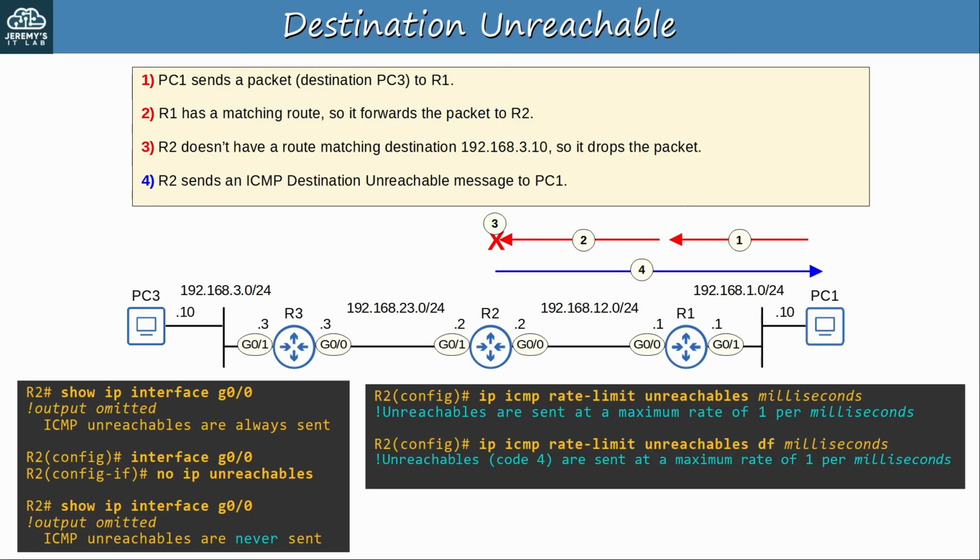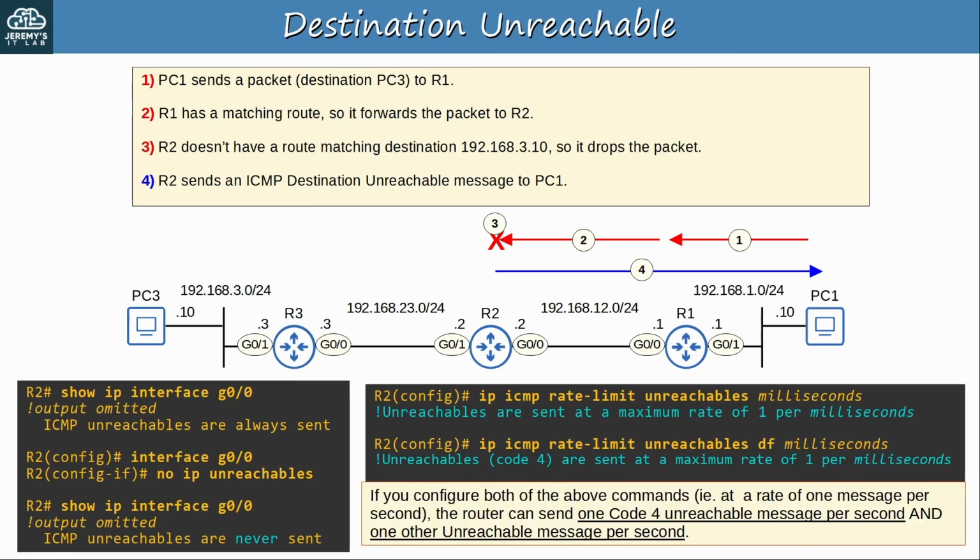But you can also specify DF in the command for don't fragment. This rate limits only code 4 unreachables, for packets that couldn't be fragmented. If you specify both, for example 1 per second for each, the router can send both one code 4 unreachable per second and one other unreachable per second, for a total of 2 unreachables per second.